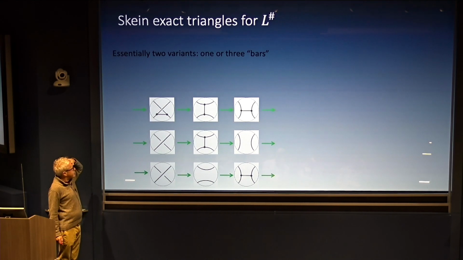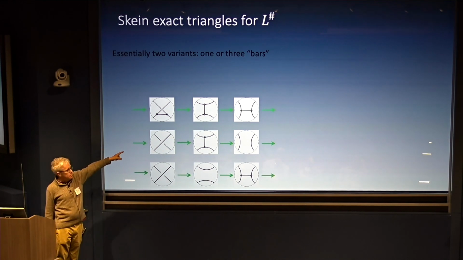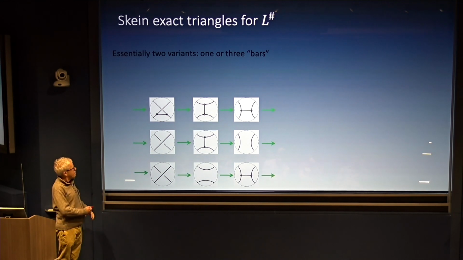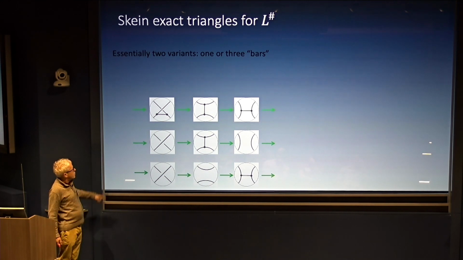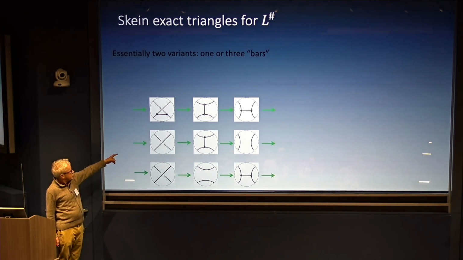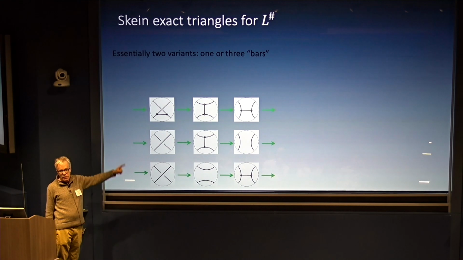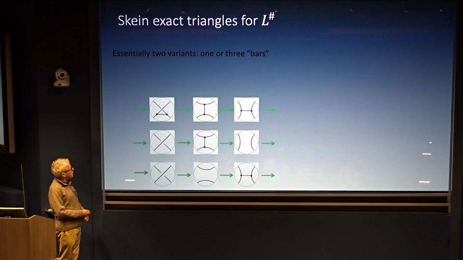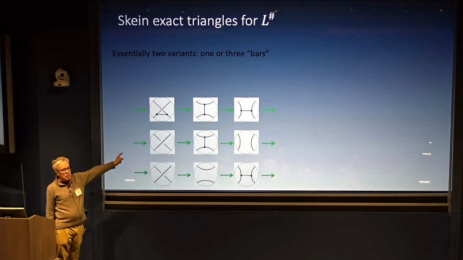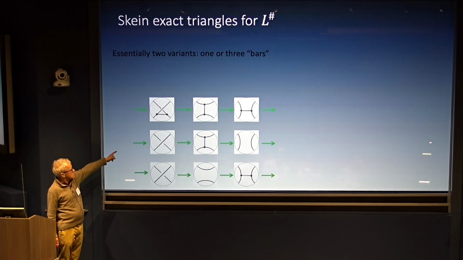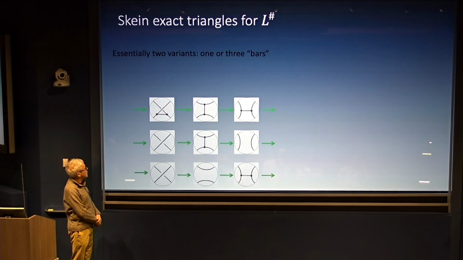So L-sharp has these Skein exact triangles. As usual, these diagrams represent little pieces of a diagram of a web. So in the first row there, you have 3 webs, which in some planar projection look like that inside this region and are the same outside. Those arrows imply that there's a long exact sequence, periodic of period 3, or an exact triangle of linear maps induced by actually elementary cobordisms between these.